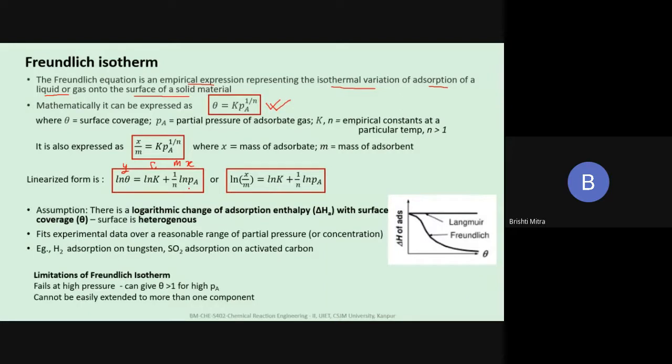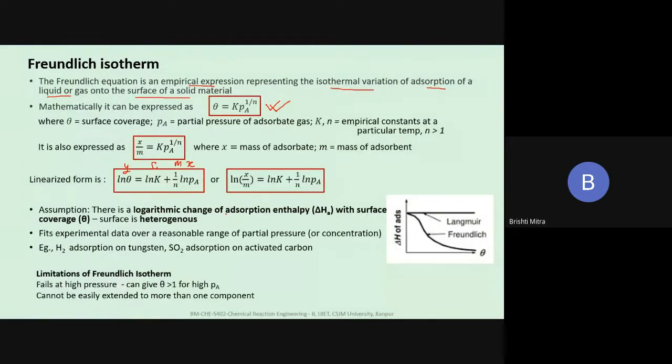So one of the changes that we have seen in the Freundlich isotherm is that there's a logarithmic change of adsorption enthalpy with surface coverage. So last time when we talked about the Langmuir isotherm, we had said no matter what the surface coverage is, your heat of adsorption remains constant. So this is my heat of adsorption, which remains constant in the case of Langmuir. But in the case of a Freundlich isotherm, this does not remain constant and there is a drop in the heat of adsorption.